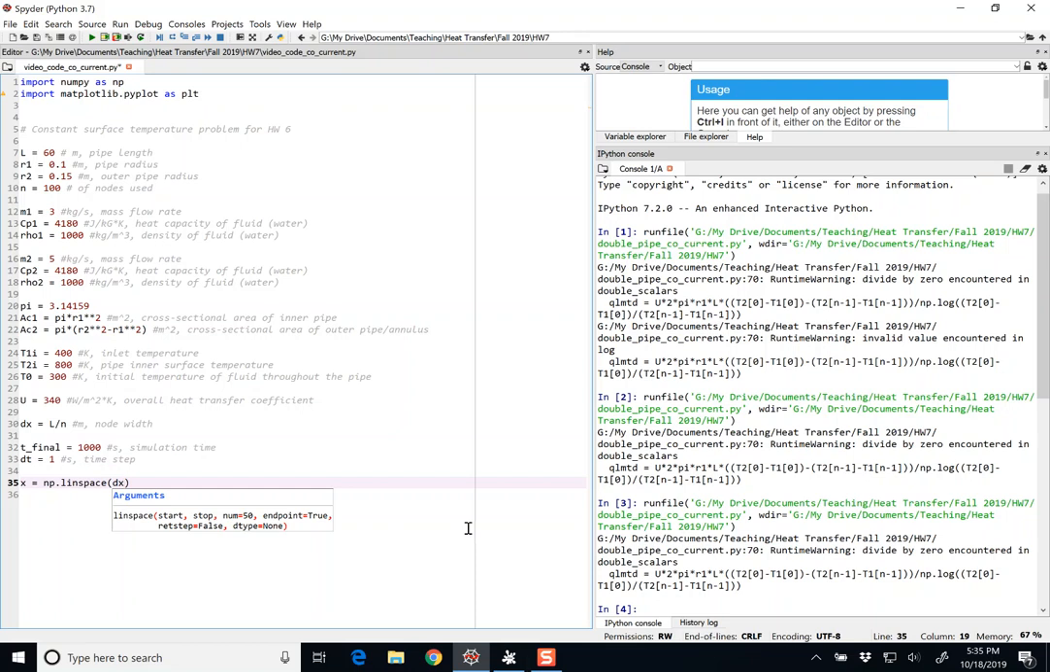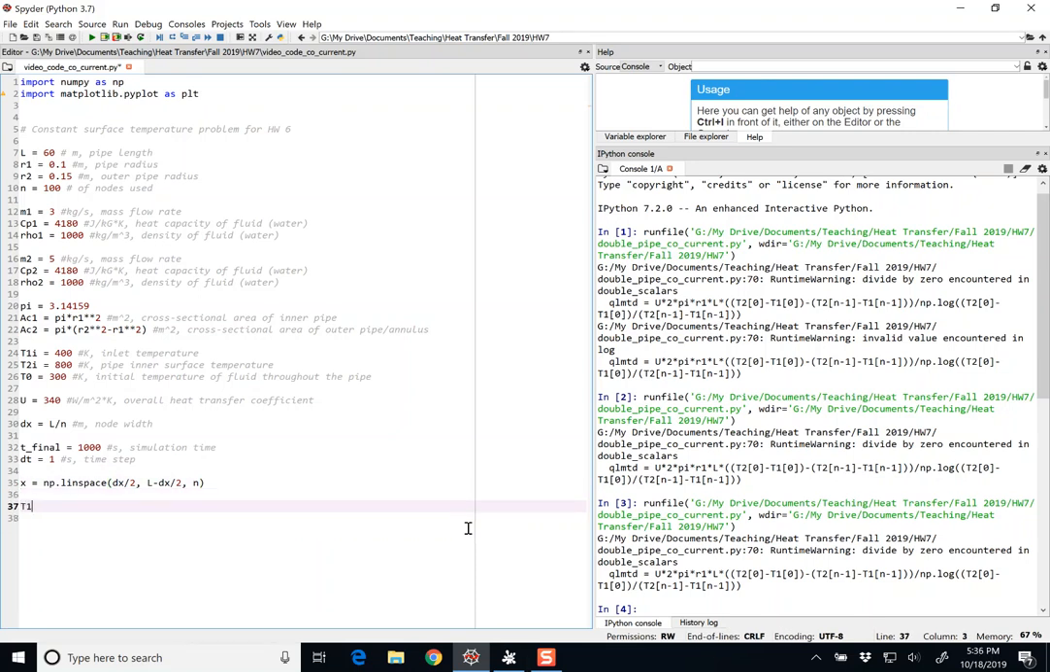So we want our first node to have a center point at dx over 2, and then we want that to go all the way until L minus dx over 2, and we want there to be n elements in this array, or in this vector.